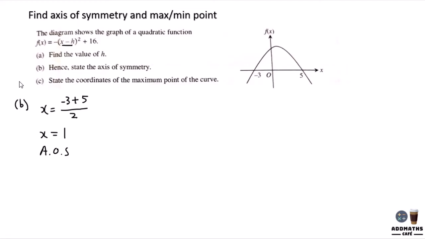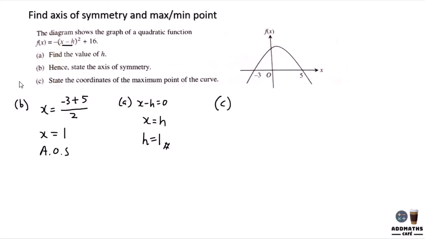Alright, now for question A, find the value of h. You know that x minus h equal to 0 will give you your axis of symmetry. So this is your axis of symmetry, and you know that x equal to 1, x equal to h is your axis of symmetry, so h will be equal to 1. This answers your A question.